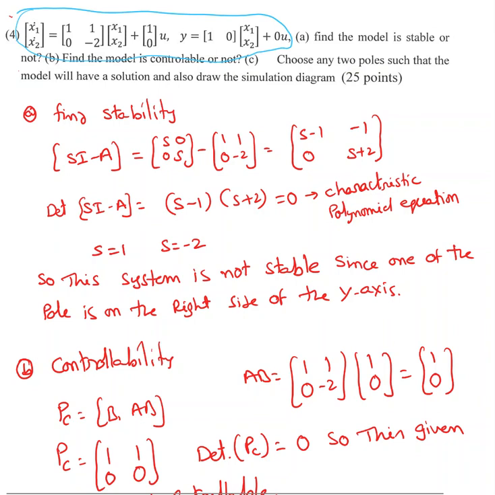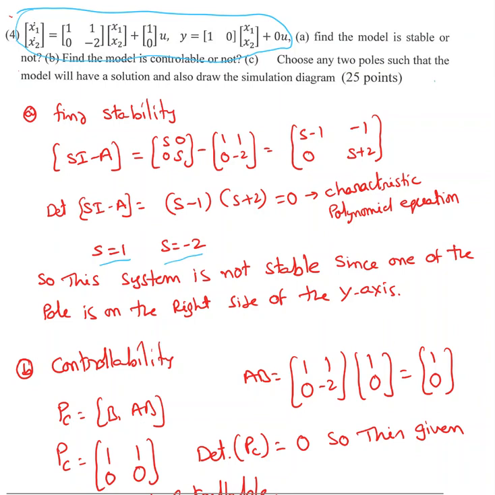You can call this a model. It's not going to make a big difference. So he's asking whether this model is stable or not. To find the stability, we're going to find sI minus A, and find the determinant of sI minus A, which is called the characteristic polynomial equation. I found that s equal to 1, s equal to minus 2.